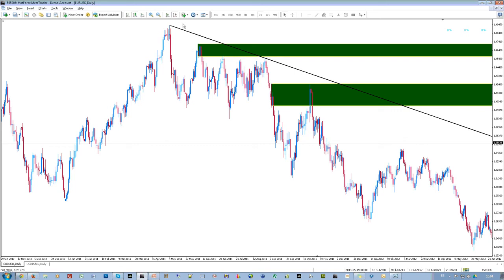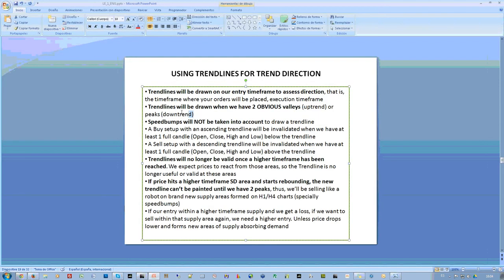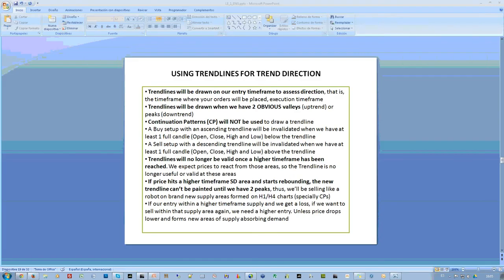I'm just trying to show you how to use the trend lines in order to assess direction. We have to connect two obvious peaks in order to assess a downtrend. Two obvious peaks. Do not draw trend lines on the first peaks that you see that are not good. I mean, you will see peaks and valleys everywhere. You need to look for obvious ones, and this is one of the other rules. Trend lines will be drawn when we have two obvious valleys for an uptrend, or peaks for a downtrend.